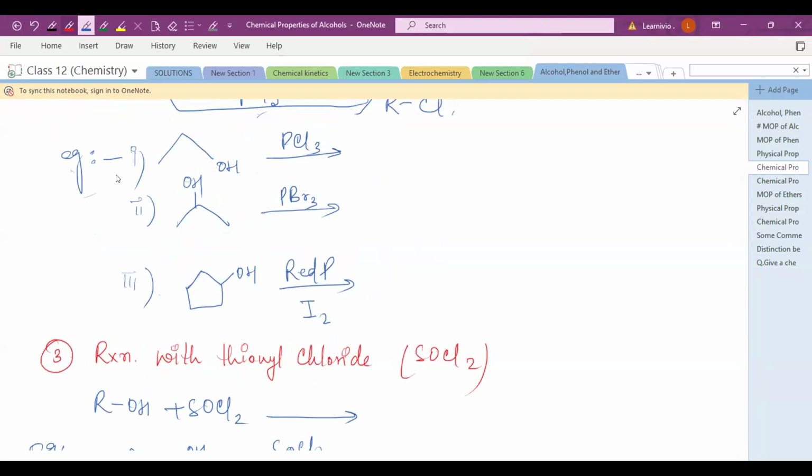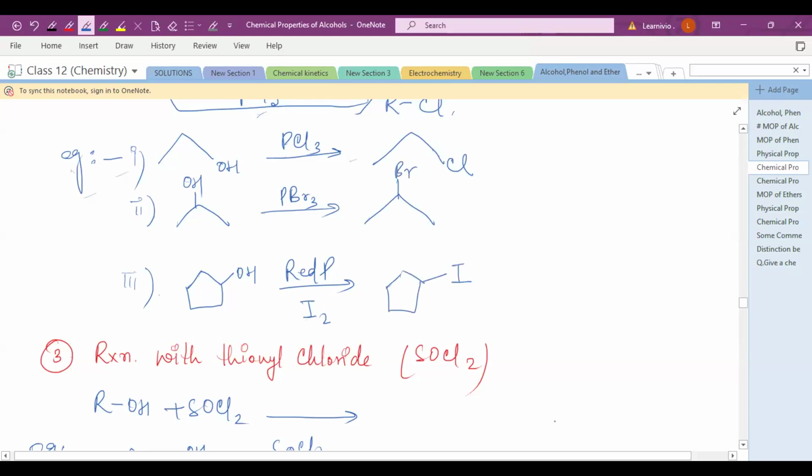Yes, Jupiter, tell me what will be the first product? CH3CH2OH when it is treated with PCl3. RCl plus. Yes, instead, on the place of OH will be Cl, right? Second one, in the place of OH, you have to attach bromine. In the place of OH, you will attach I here. Not I2, only I.